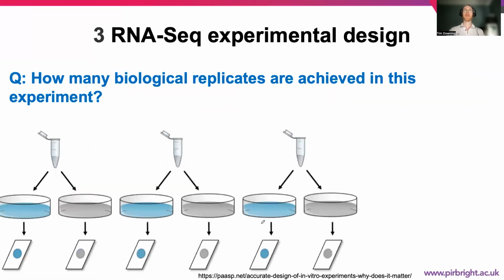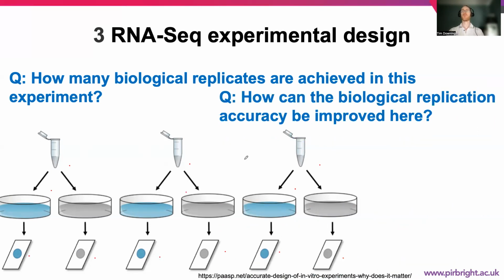We can also do the same thing here, where we have 3 different tubes at the top, then we have pairs of aliquots all the way through, and then the analysis of these 6 down at the end here. So how many biological replicates are present and how many technical replicates are present as well? And then how can we increase the number of biological replicates here?